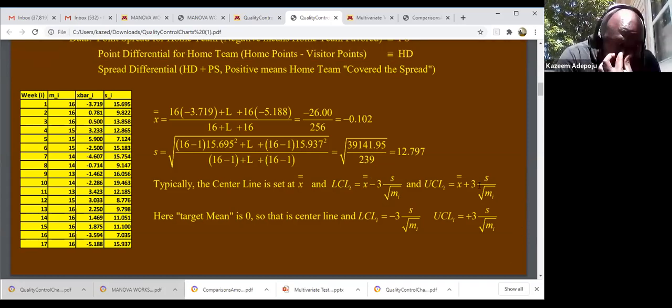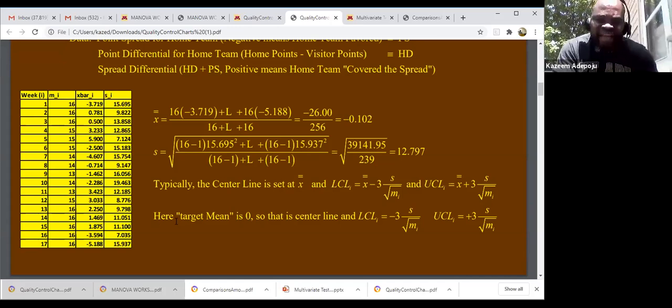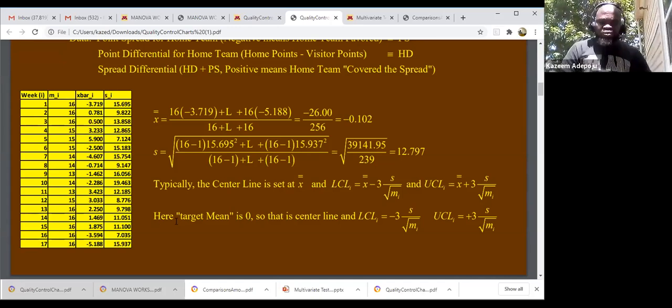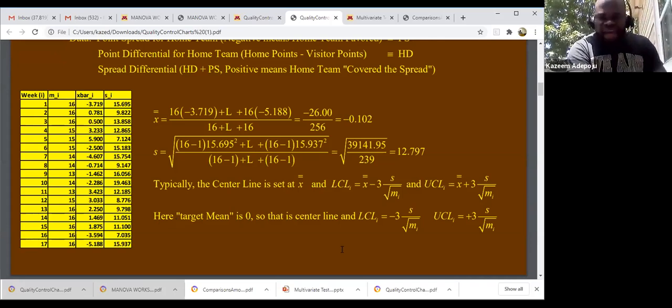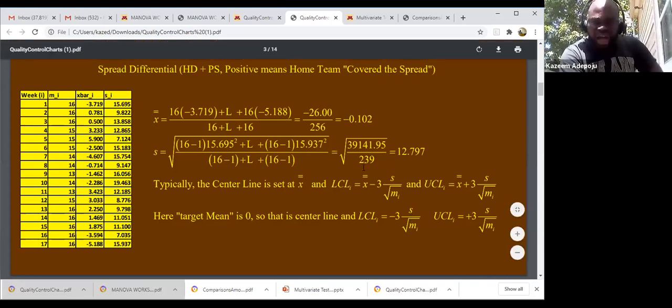Okay, but let me tell you this. In a situation where the center line, look at the center line right here. The center line is negative, right? When the center line is negative, then you have to set that to be 0. And that was why I said here the target mean is 0. Okay, the target mean is 0, so that the center line and HCl is going to be this. Of course, anytime you have a negative, the center line is going to be 0.